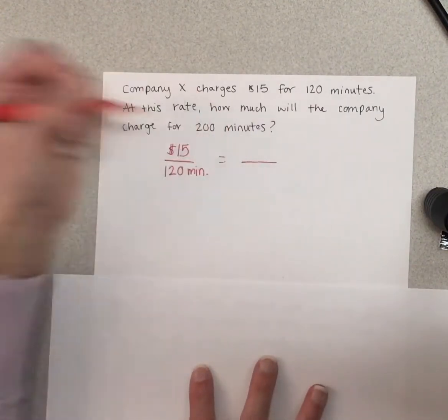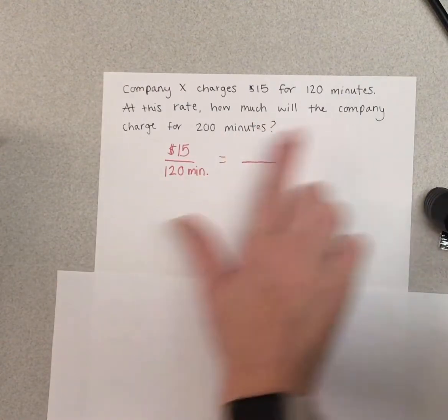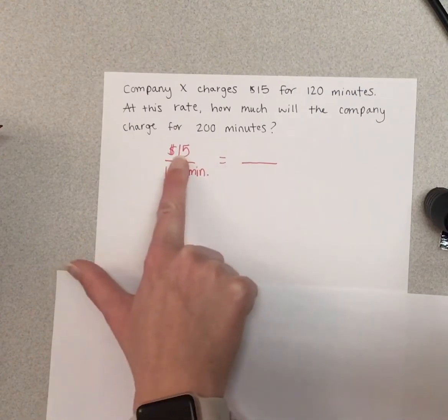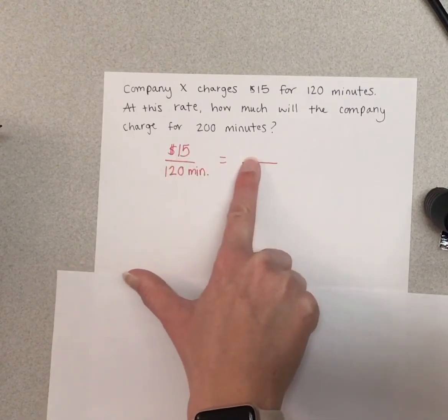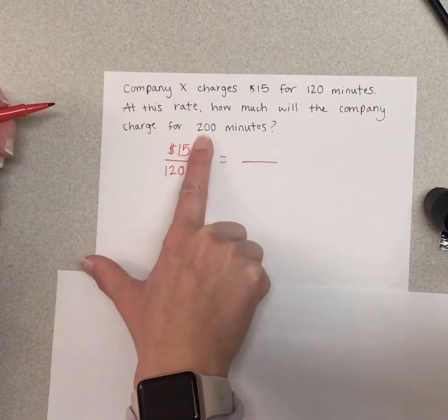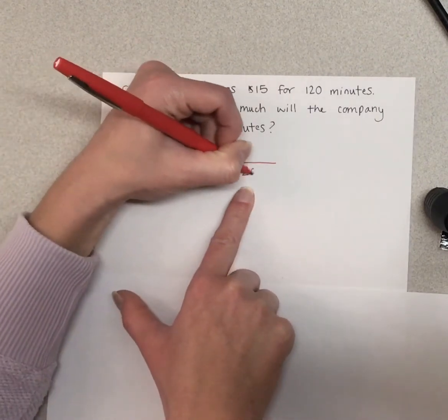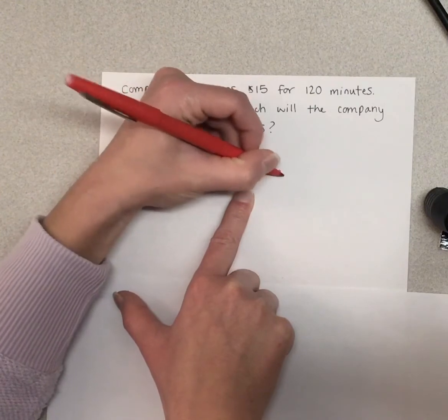So if I set up the second rate, we don't know how much the company will charge. So the money I'm going to leave blank. And notice I want to keep the money across from the money. So that one's going to be left blank. But we know that we're trying to figure this out for 200 minutes. So I can put the time there, 200 minutes.